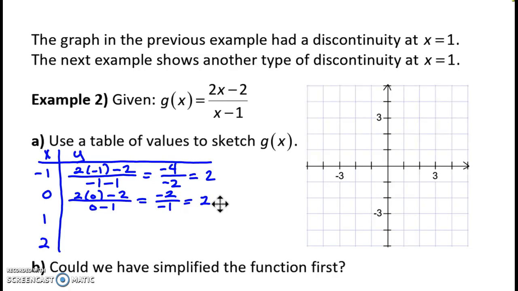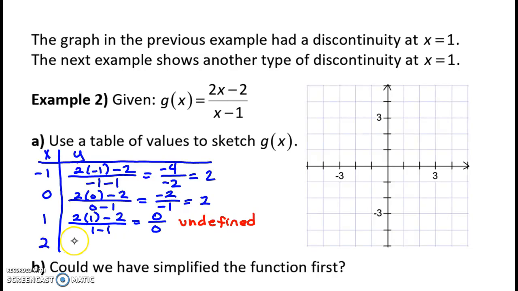Next we'll plug in x equals 1. That'll give us a y value of 2 times 1 minus 2 over 1 minus 1. That'll give us 2 minus 2, or 0 on the top, 0 on the bottom. If you recall, when we divide by 0, that gives us a result that's undefined. So 0 over 0 is an undefined quantity.